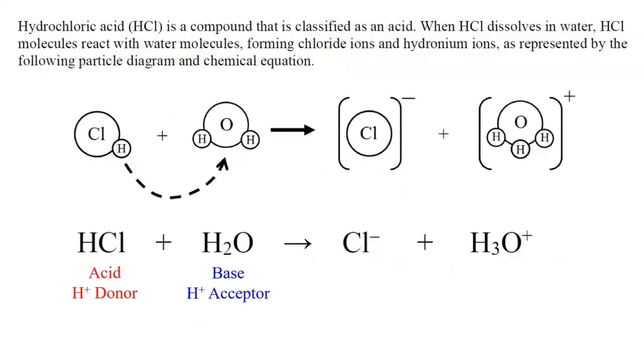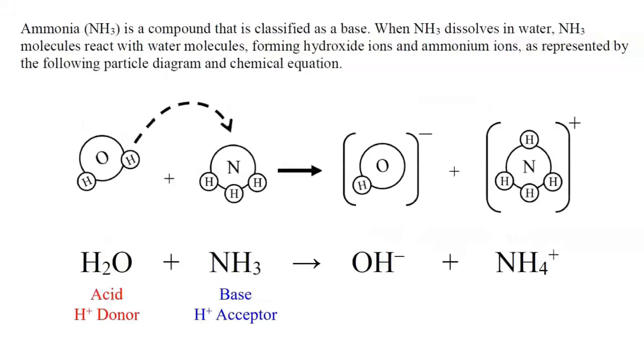So back to the reaction between HCl and water. If HCl is an acid, a proton donor, then in that reaction, that means that water is behaving as a base, as a proton acceptor. And then with the other reaction between water and ammonia, ammonia acts as a base, a proton acceptor, and as we can see here, the water is actually behaving as an acid, as a proton donor.